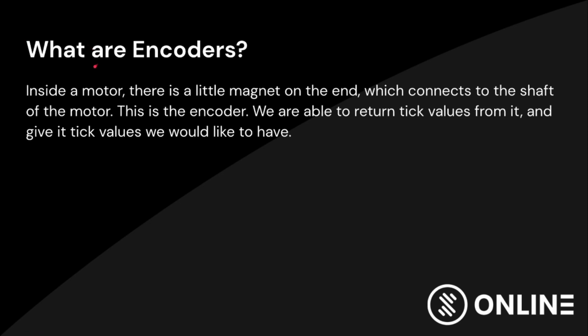So what are encoders? Inside a motor, there is a little magnet on the end, which connects to a shaft inside the motor. The shaft is usually what you put your gearing onto, your wheels. So this magnet is the encoder. It basically tracks tick values, or how many rotations the shaft is going around. It returns tick values, and we can give it tick values to run to.